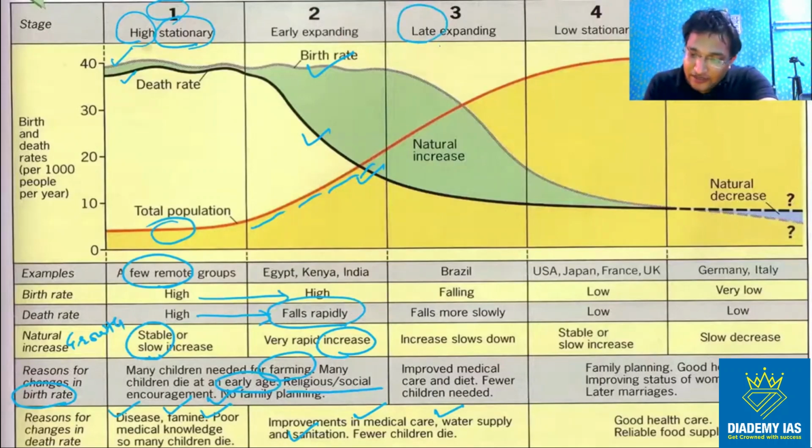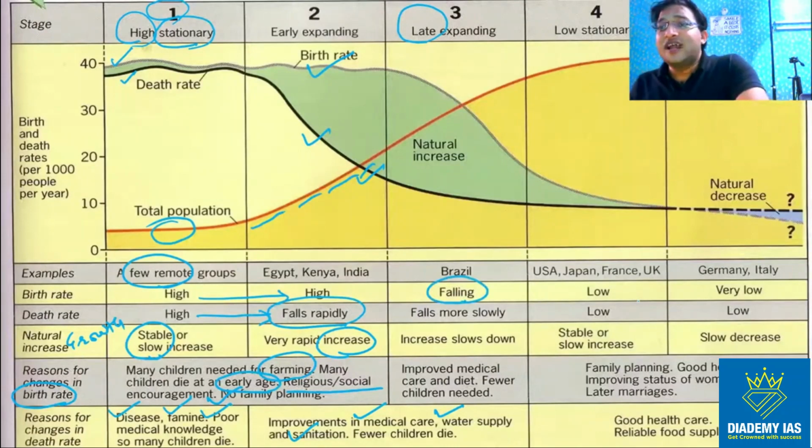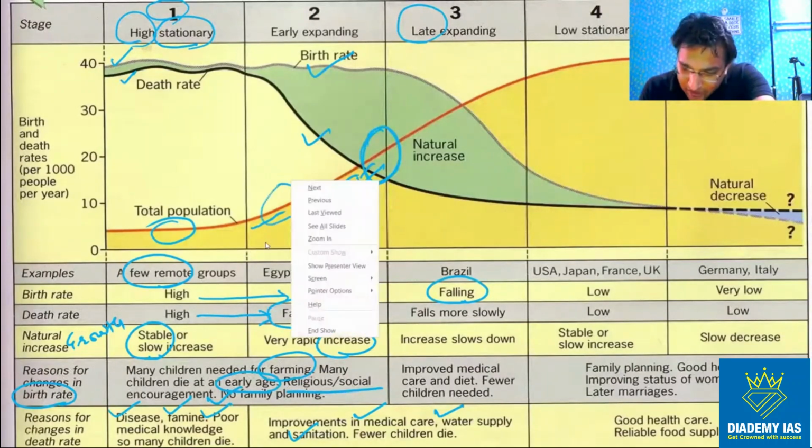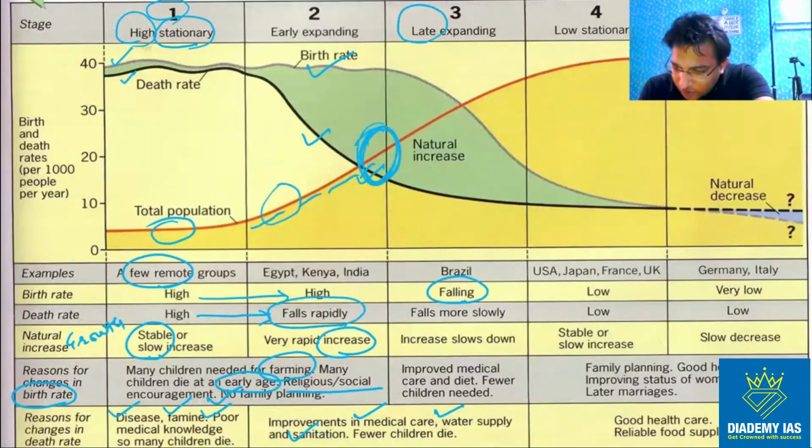ठीक है? Late expanding. So in this case, the birth rate also starts falling. ठीक है? Birth rate भी fall करना start हो जाता है. ठीक है? Why? Because people become more aware. They become aware about the adverse impacts of high population, because population is increasing, right? पहले तो population ही कम थी, तो birth rate उन्होंने कम नहीं किया. अब population बढ़ चुकी है. Now they know that population needs to be controlled.